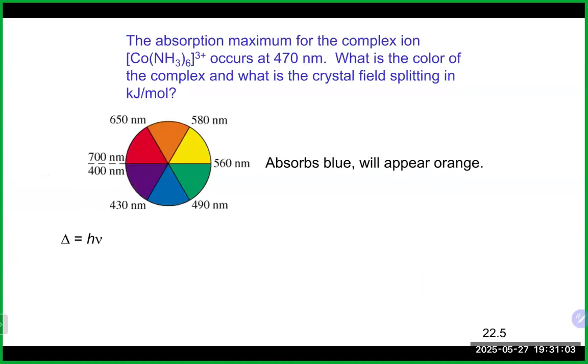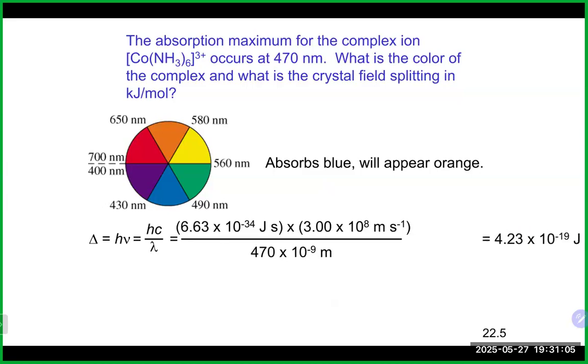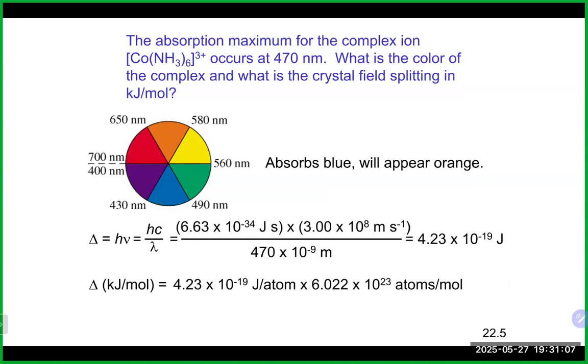So just to show you an example of this problem, which I think is actually worked out, we'll go through it to explain where all the numbers came from. The absorption maximum of a complex ion of cobalt that we saw earlier, that we now know is hexaamminecobalt(III) ion, we want to name it, occurs at 470 nanometers. What is the color of the complex? And what is the crystal field splitting?